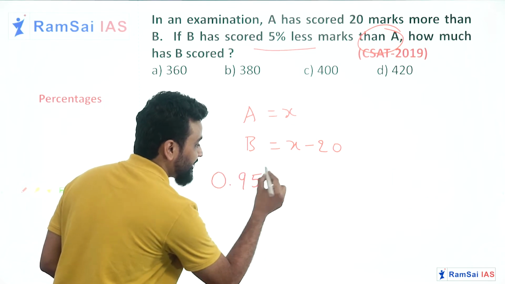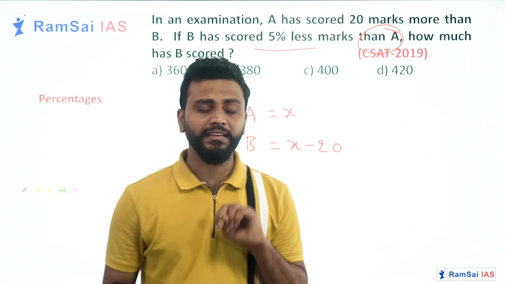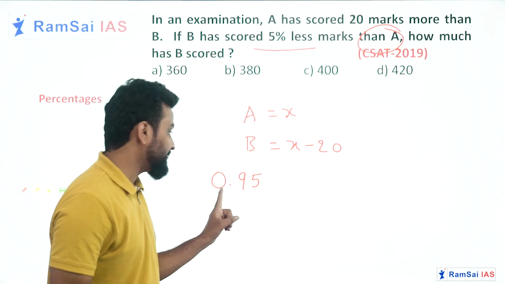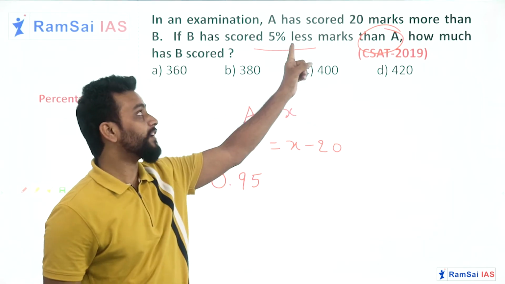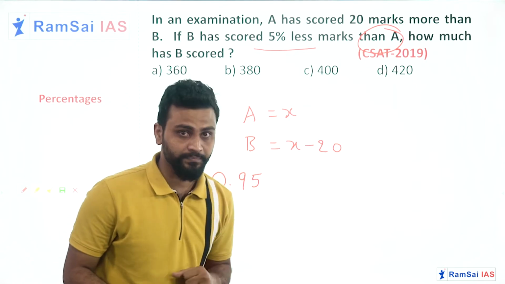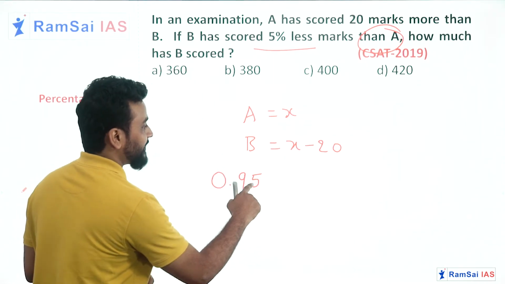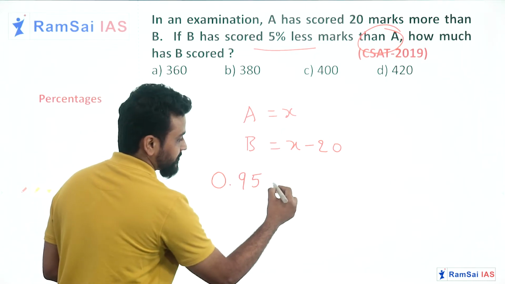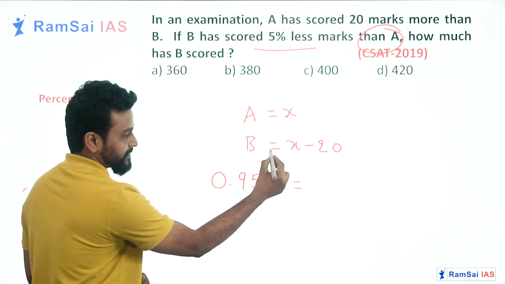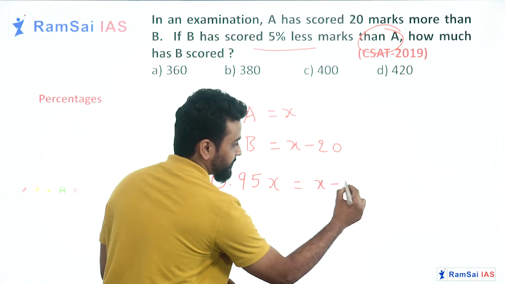0.95, because it is less. In our second video, I clearly explained the concept of how to write this 0.95 when we have 5% less marks than someone else. Watch that video and come back here. So 0.95 of A's marks equals B's marks. How much did B get? X minus 20.